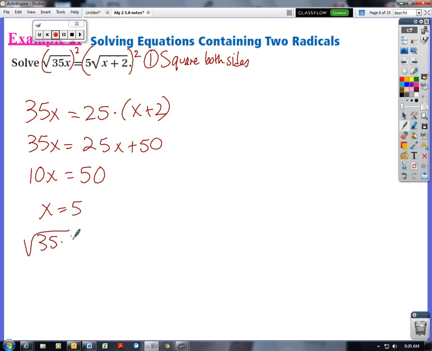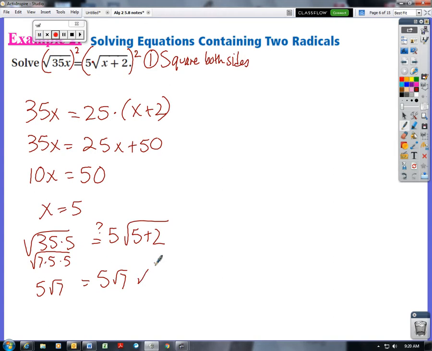Square root of 35 times 5, does that equal 5 times the square root of 5 plus 2? This side's easier to do. Actually, this side isn't too bad. If I wanted to do this without a calculator, I could do that because 35 is 7 times 5. And then I have this extra 5 here. I'm taking the square root. That simplifies to 5 root 7. And then over here, I've also got 5 root 7. So it checks. I didn't even need a calculator to do that.